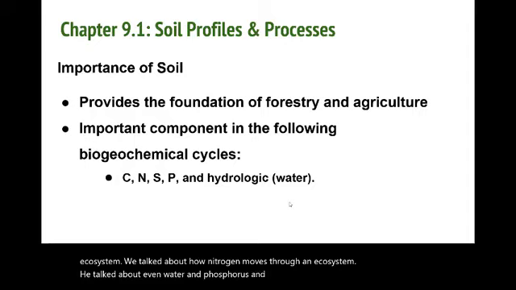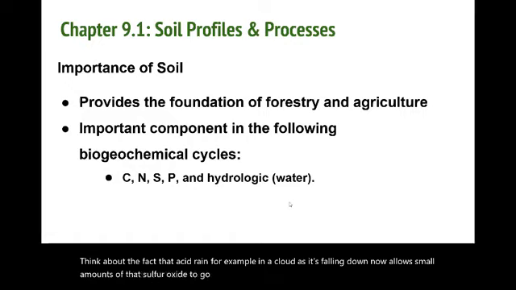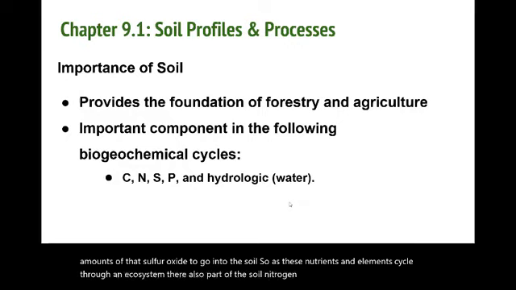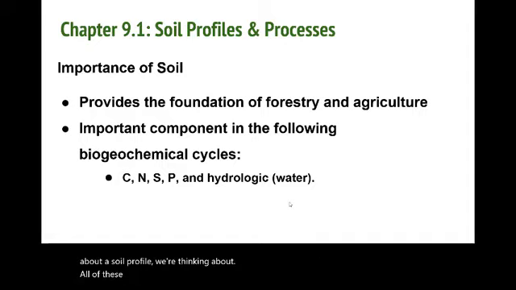When we think about the fact that acid rain, for example, in a cloud as it's falling down, now allows small amounts of sulfur oxide to go into the soil. As these nutrients and elements cycle through an ecosystem, they're also part of the soil, right? Nitrogen plays a big role through nitrogen fixation. If you remember that, that's going to be part of the soil. So when we think about a soil profile, we're thinking about all of these different components that come together to make this medium for crops to grow.